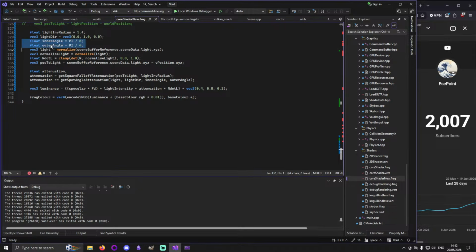Okay, so let's look at this inner and outer angle, maybe. Okay, I'm going to increase the intensity like crazy, and see, like 5,000, something like that.